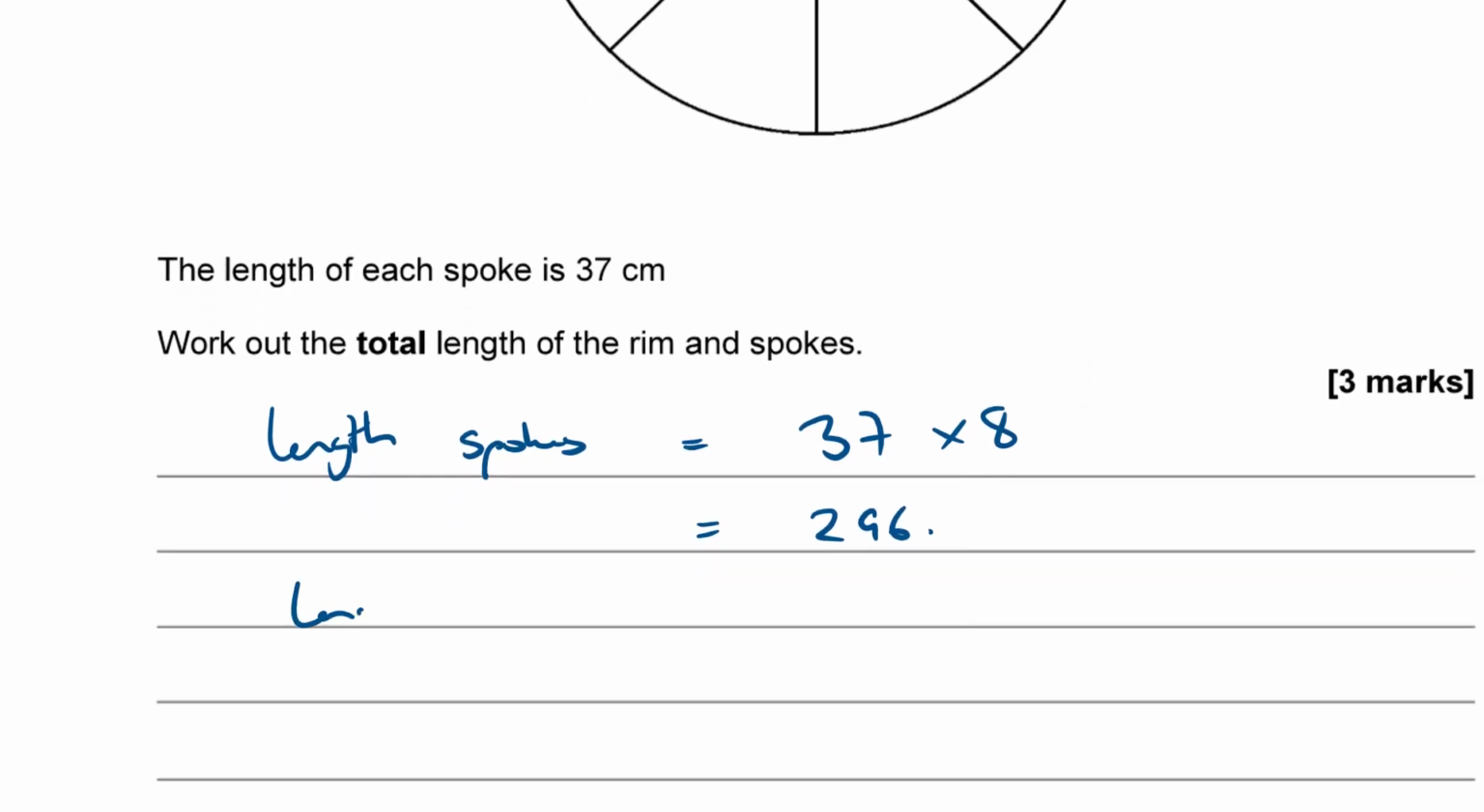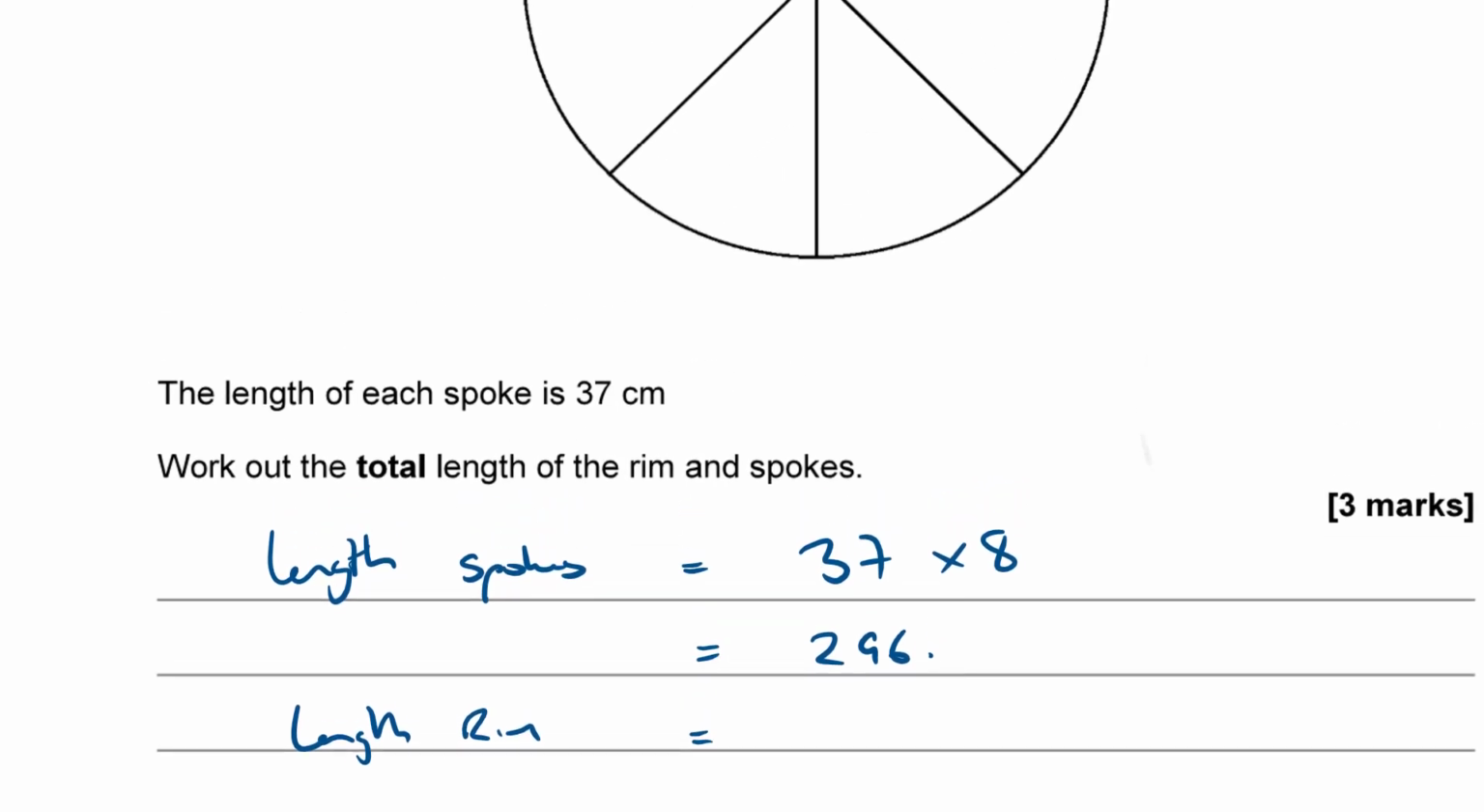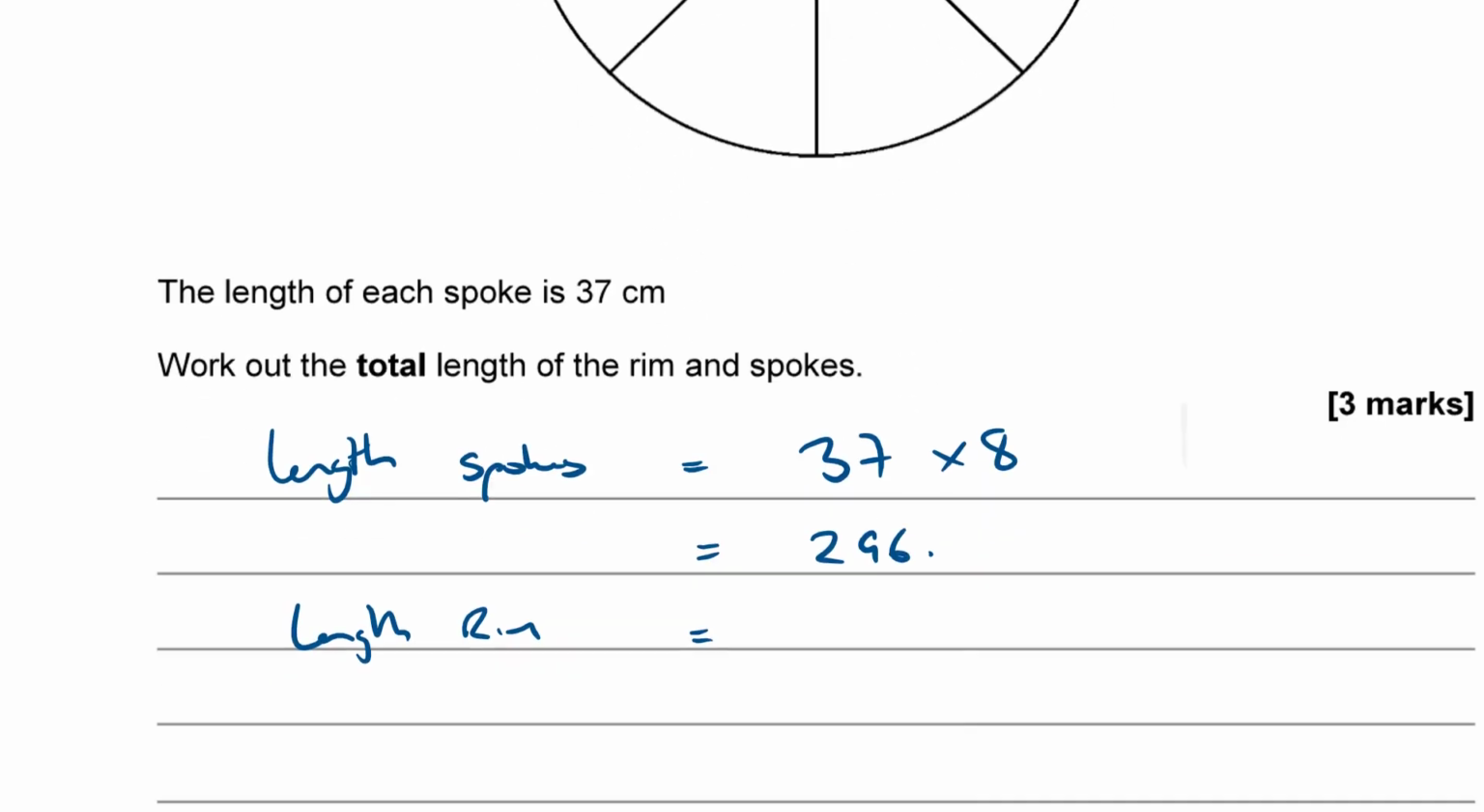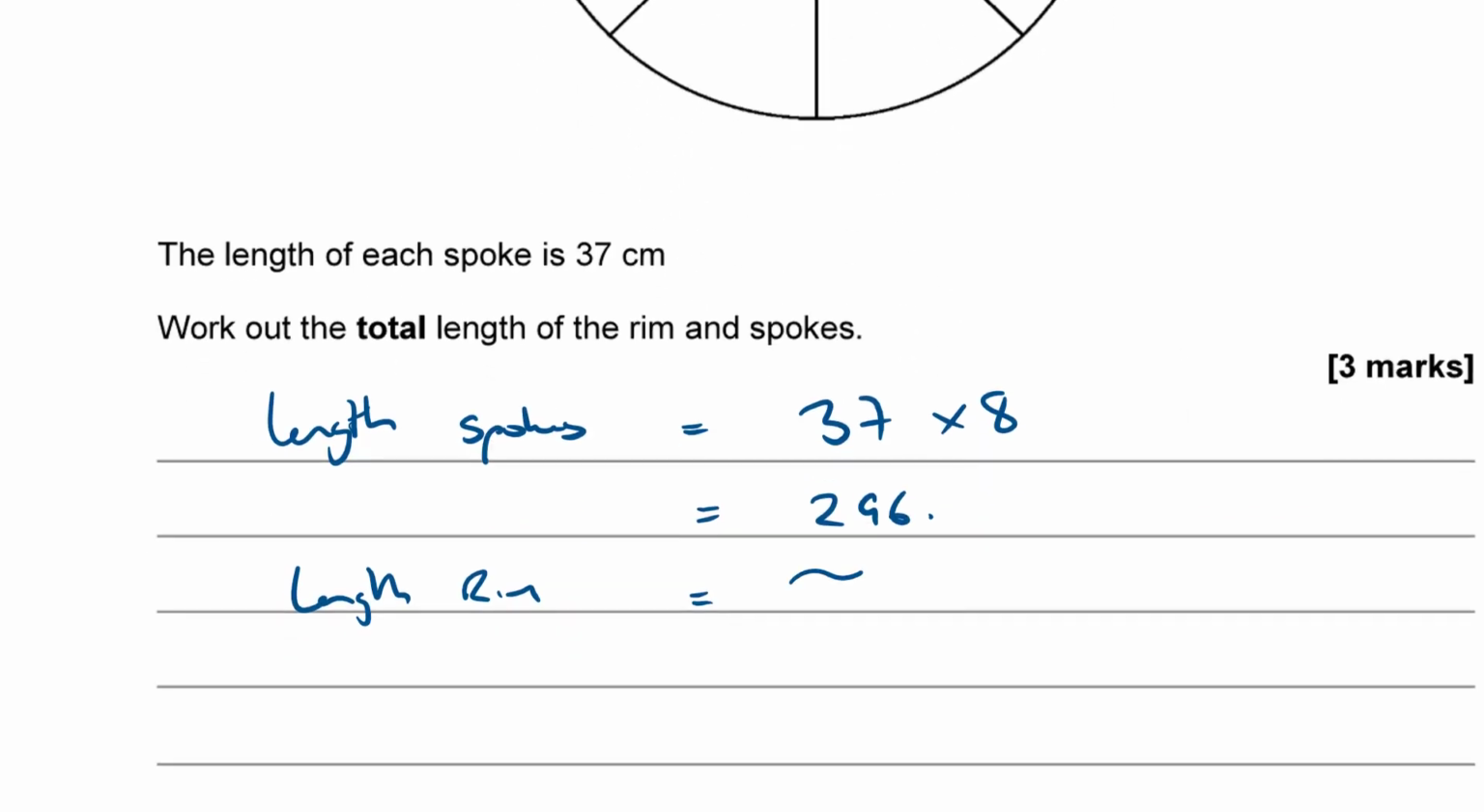Now the length of the rim, that's like the circumference of the circle, isn't it? Now the circumference of a circle is equal to pi times the diameter, or you can also write it down as 2 pi r. Now I'm going to write it down as 2 pi r this time because I've got a radius rather than a diameter. The radius is 37. So it's going to be 2 times pi times 37.